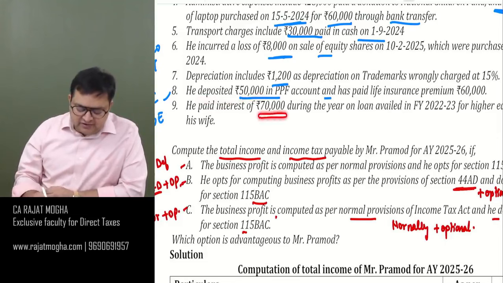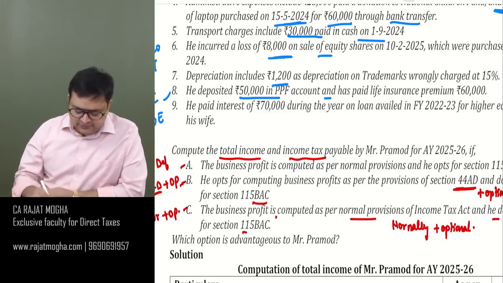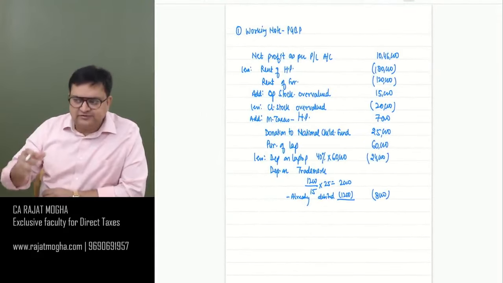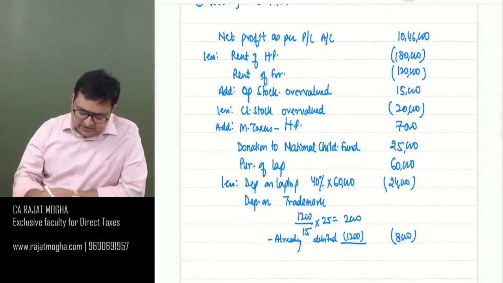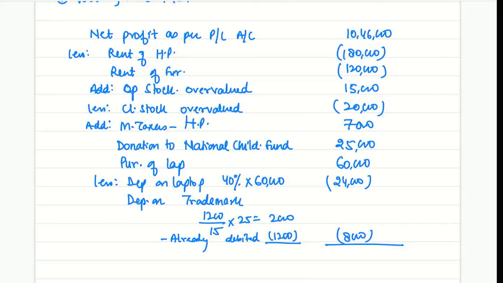Similarly, he paid 70,000 as interest. It is also not disturbing my P&L account. So I will not disturb my PGBP. So I think that now I have done with PGBP. So we have done all 4 steps. So please tell me how much is my PGBP income. Can you please tell me? Correct. It's not 8,000. It's 800.